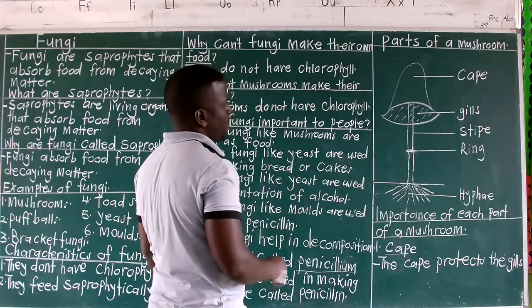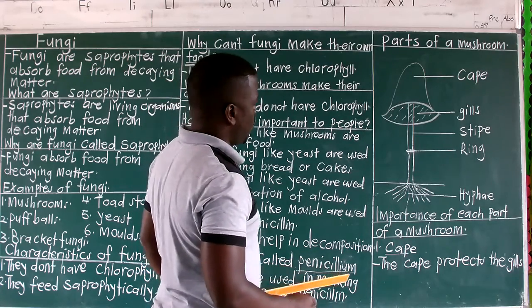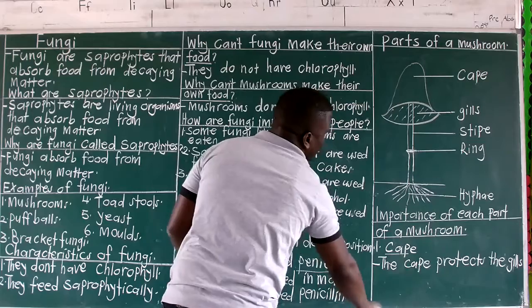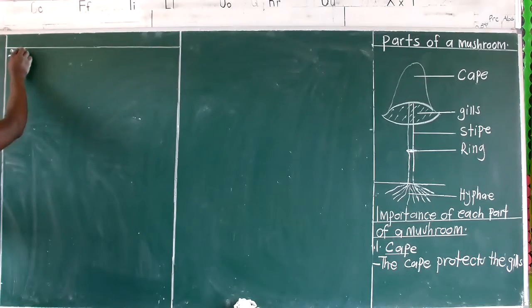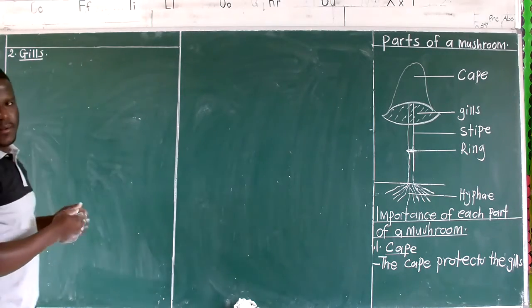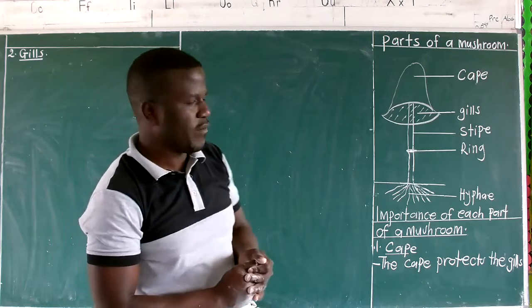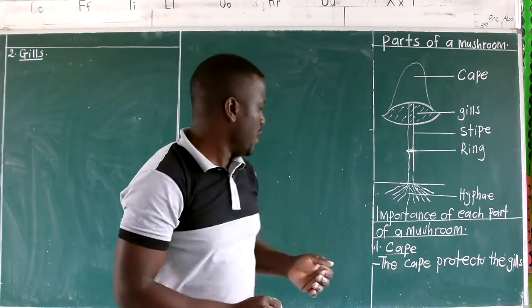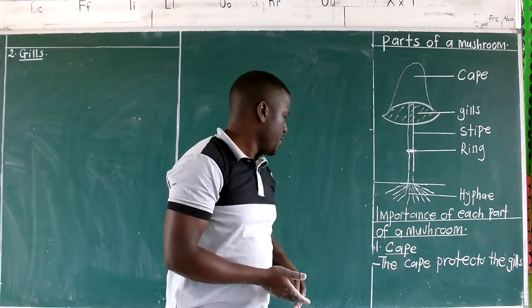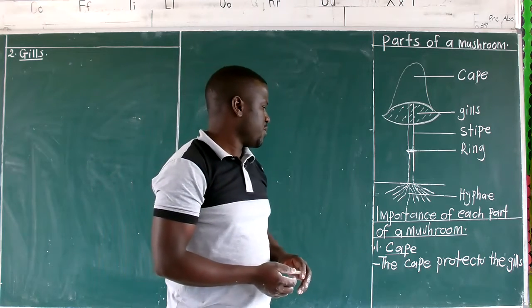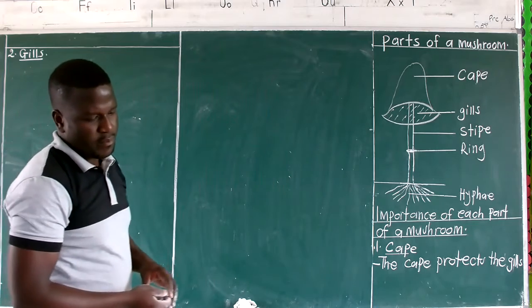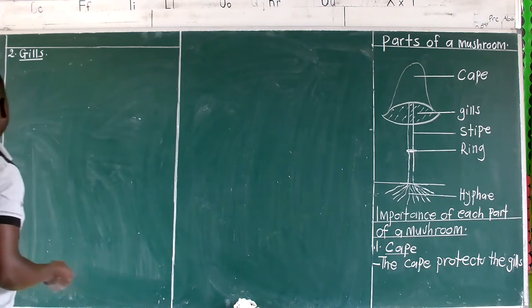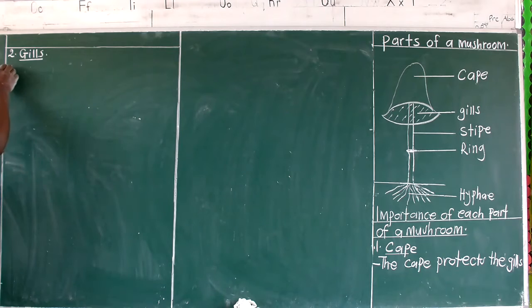Then we have a part called gills. Okay, now let's continue looking at parts of a mushroom. We said the first part is called cape. The cape protects the gills. Then the gills produce spores.